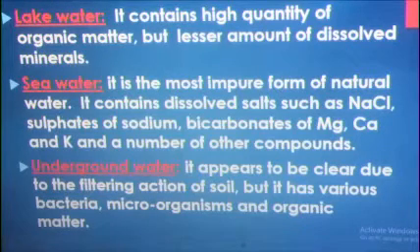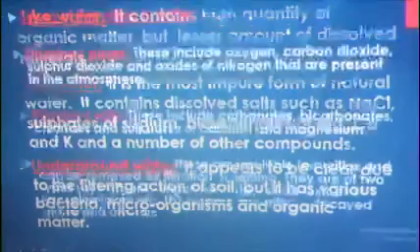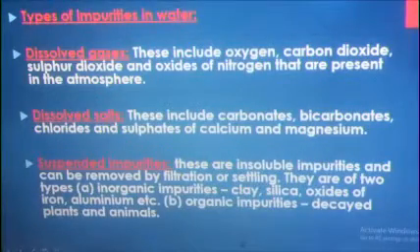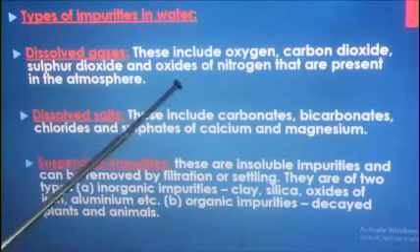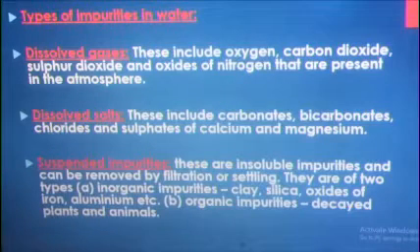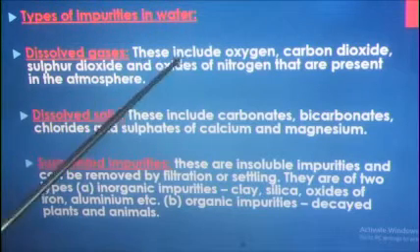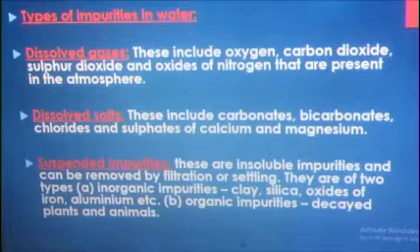Now let us see the types of impurities present in water. First is dissolved gases. Dissolved gases means the gases which are present in the atmosphere, that is oxygen, carbon dioxide, then oxides of sulfur and oxides of nitrogen. So these gases are present in the atmosphere, and all natural waters will have these gases dissolved in them. Okay, so these are the dissolved gases which are present as impurity in water.